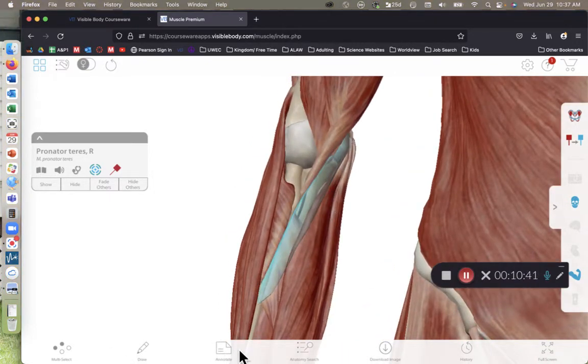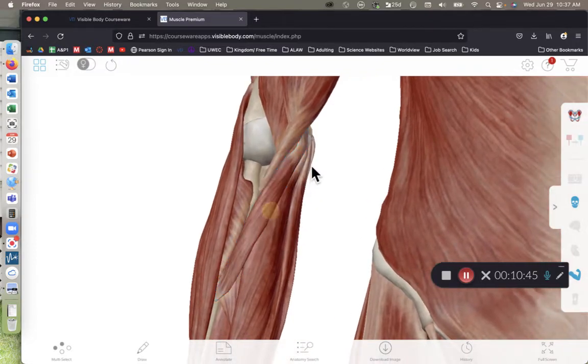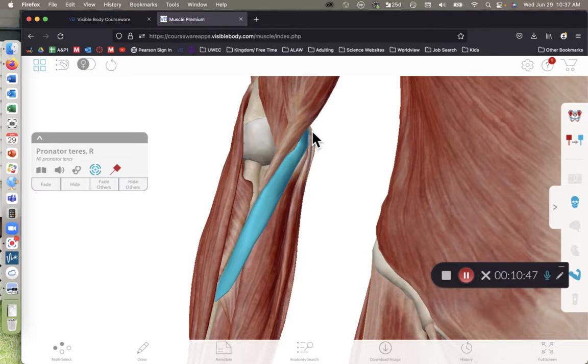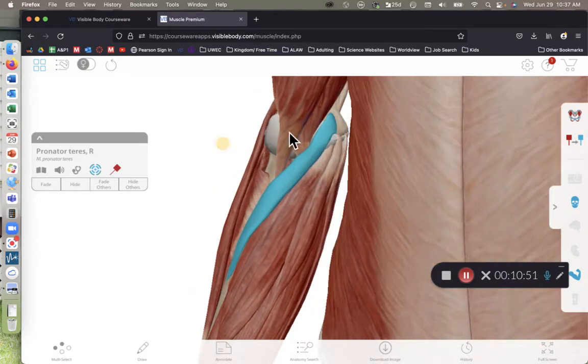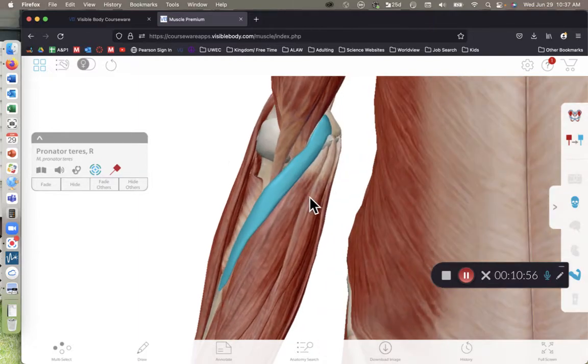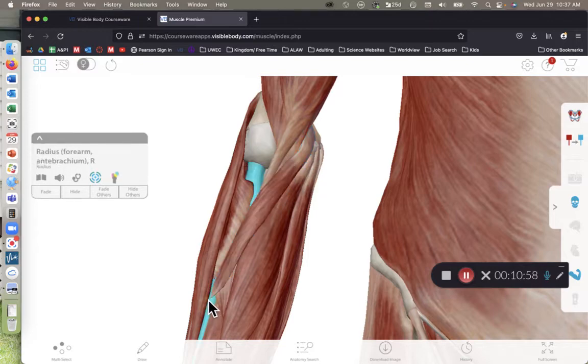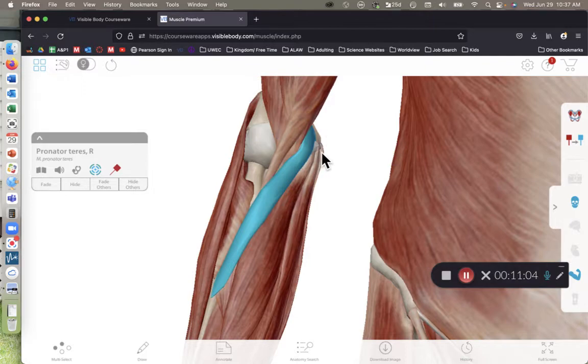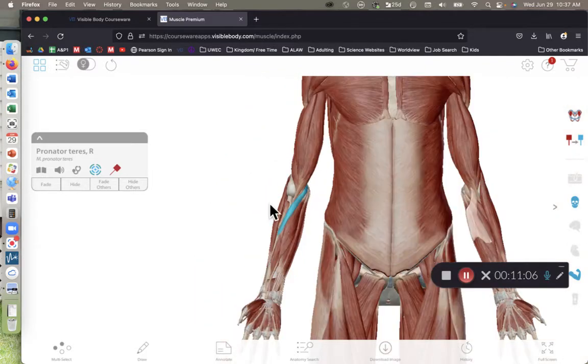So it goes from the medial margin of the elbow, attaching to the medial margin of the humerus, really the medial epicondyle of the humerus, down here to the radius. So since it goes diagonally across the forearm, it causes a twisting motion or pronation of the wrist and hand when it's contracted.